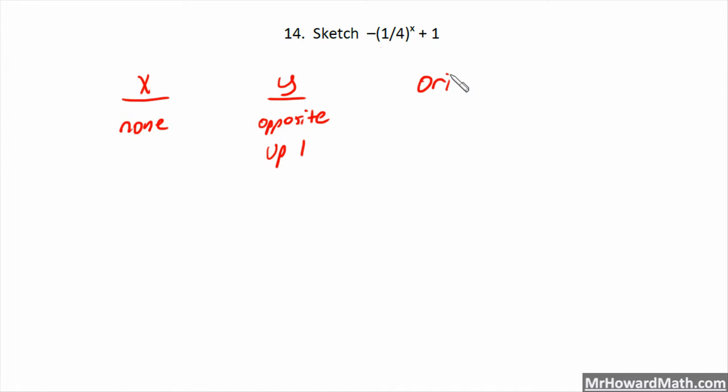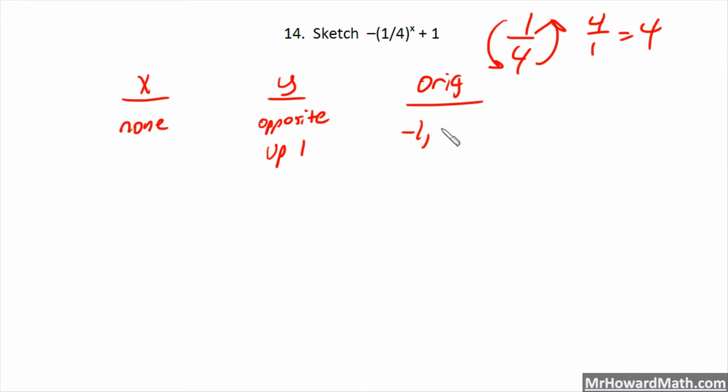So our original table, because this is exponential decay, we use the points -1 comma reciprocal of the base. The base is 1/4. So the reciprocal, flip it over, it becomes 4/1, or just 4. So that's our base. Reciprocal of our base is 4. So -1 comma 4 and 0 comma 1. Those are the points that we use, the original points we always use for exponential decay.